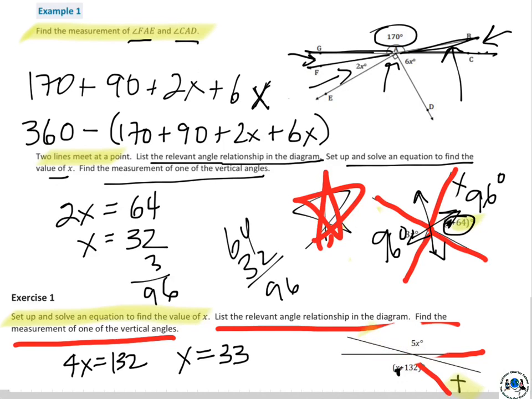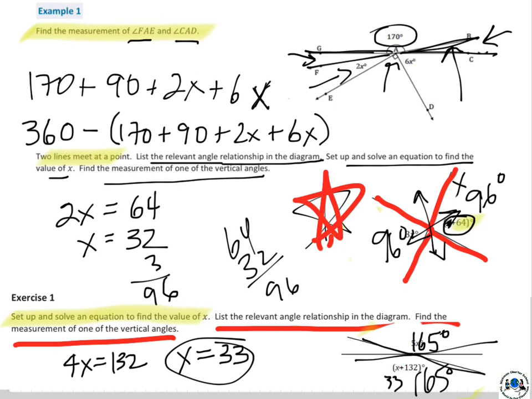And so if I want to solve for the two vertical angles, all I have to do now is plug in my x. Okay, so 5x, 5 times 33 is actually 165. And then plugging 33 in for x here, 133 plus 132, of course, is 165 as well. And that's the measurement of those two vertical angles right there.